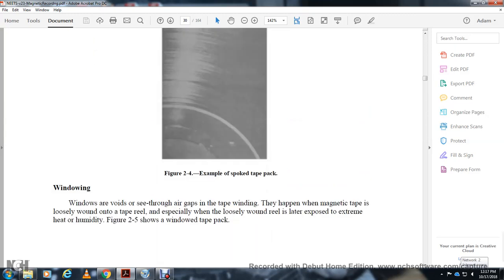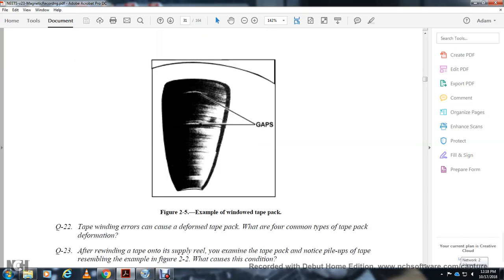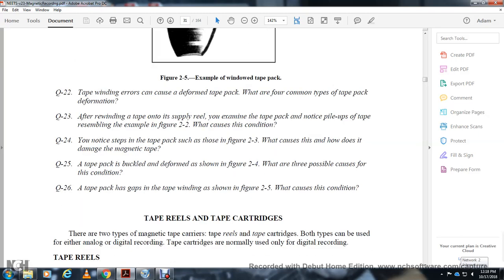Windowing occurs through air gaps in the tape winding, when part of the magnetic tape is loosely wound and the especially loose wound reel is later exposed to extreme heat. Figure 2-5 shows windowing in a tape pack. Tape reels and cartridges.